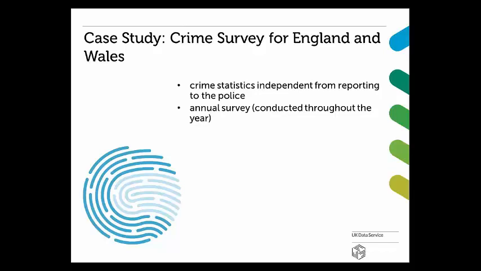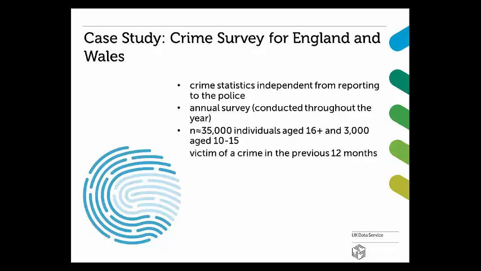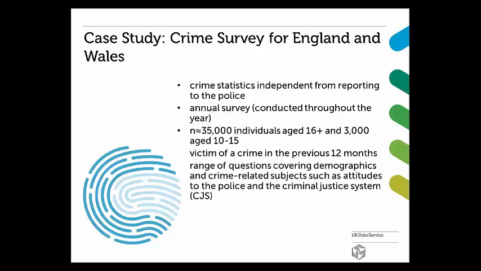So the survey is now an annual survey, and it's conducted on an ongoing basis throughout the year, and it tends to have a sample of around 35,000 individuals aged 16 and over, and then a subsample of about 3,000 of those aged 10 to 15. And it asks people whether they were a victim of crime in the previous 12 months. And it also asks a range of questions covering demographics and crime-related subjects such as attitudes to the police and the criminal justice system.